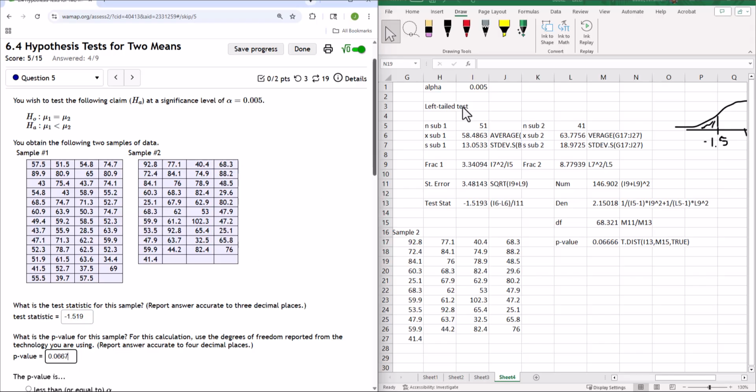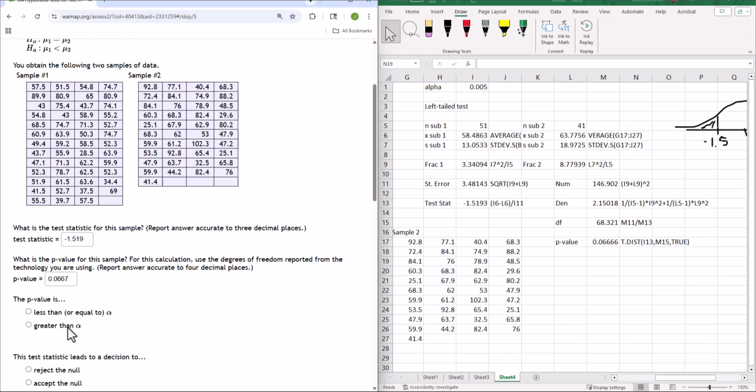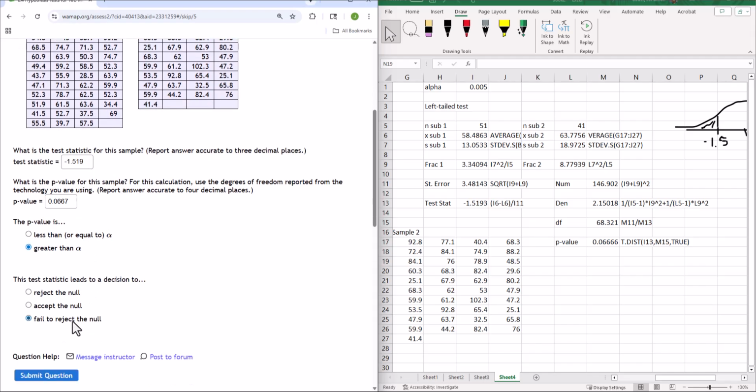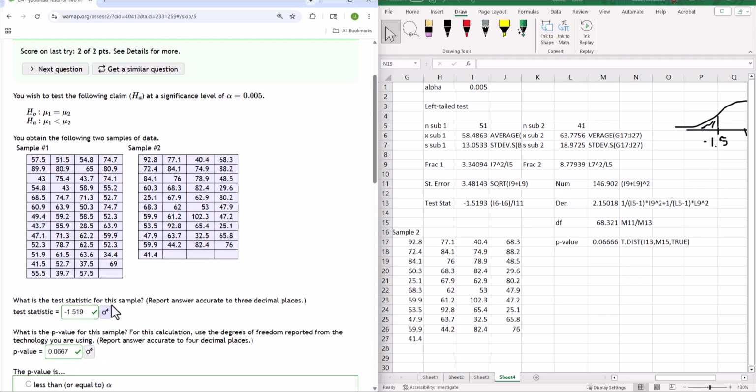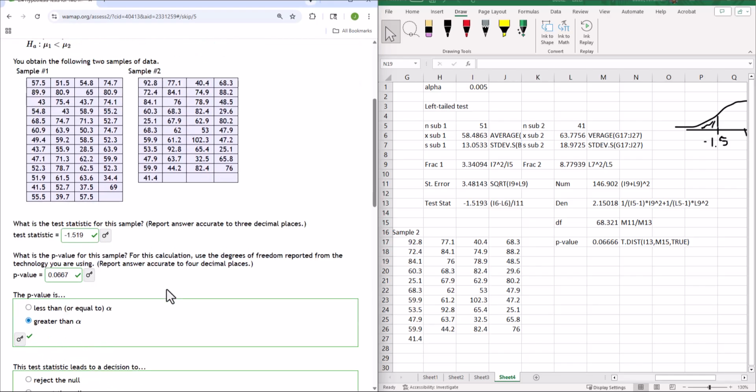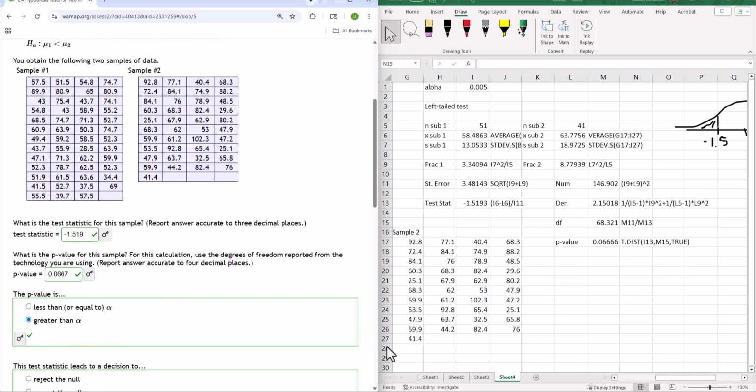We're comparing this to alpha. Our p-value is greater than alpha, and so we fail to reject the null hypothesis. Again, you have lots of details along the way, but this is a process that we've done a couple of times.